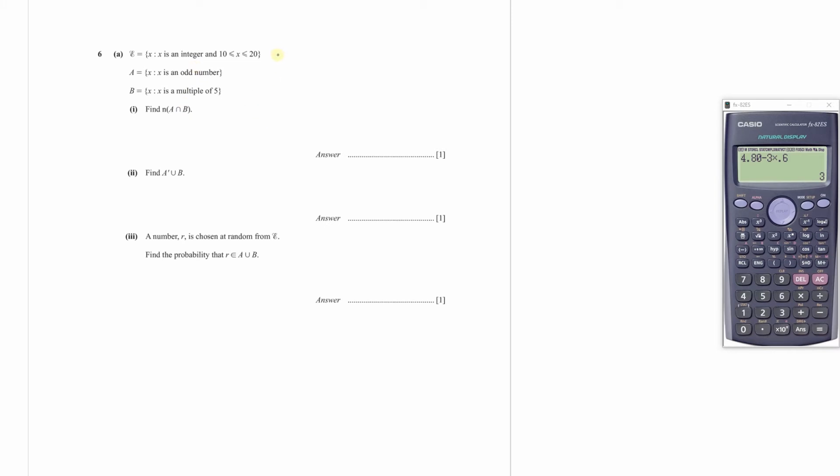So let's first write down all the elements. This is your universal set. It contains 10, 11, 12, and everything up till 20. And A is a set of numbers which are odd, so I'll write down all the odd numbers from this set. And B is the set of multiples of 5, so multiples of 5 will be 10, 15, and 20.